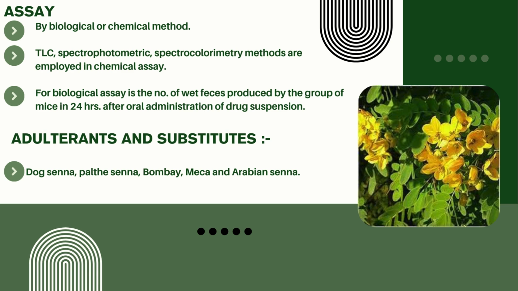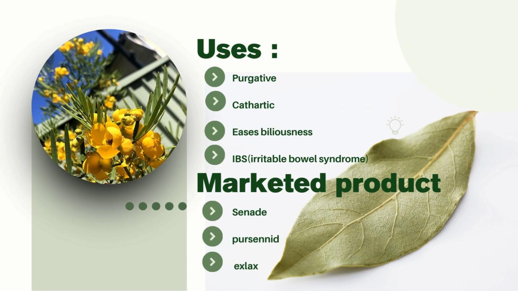It's important to be vigilant about adulterants that can compromise efficacy and safety. Common adulterants and substitutes include dog senna, Palthe senna, and variants like Bombay, Mecca, and Arabian senna. These may differ significantly in chemical composition, so careful examination is vital prior to use in therapy.